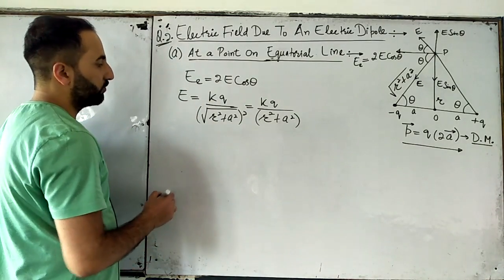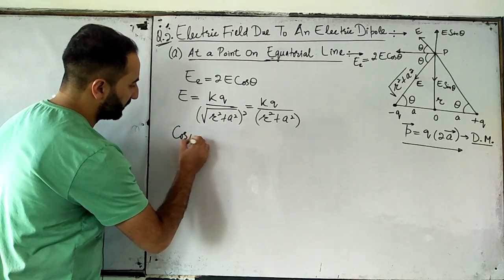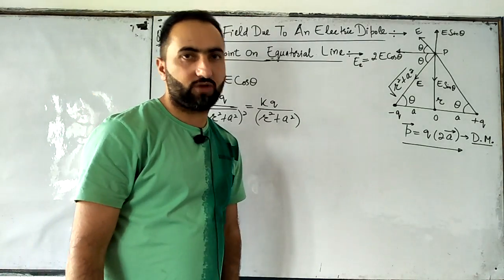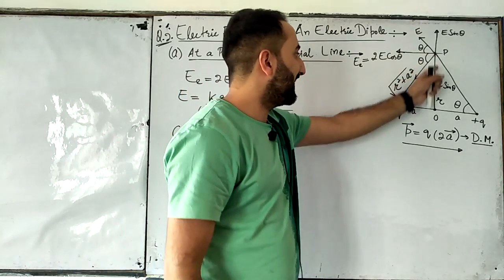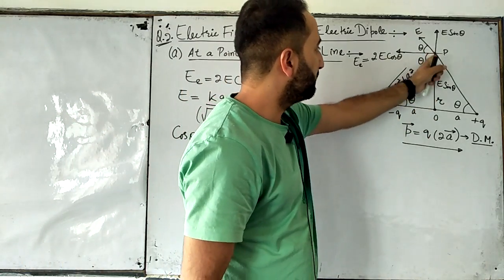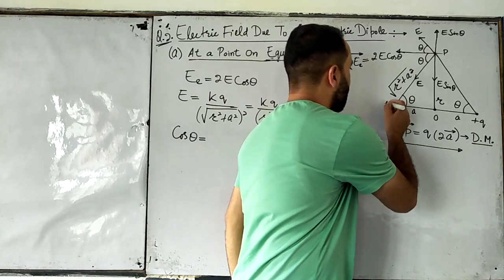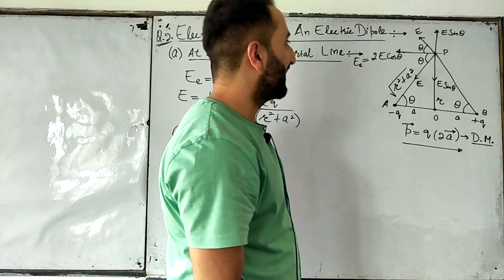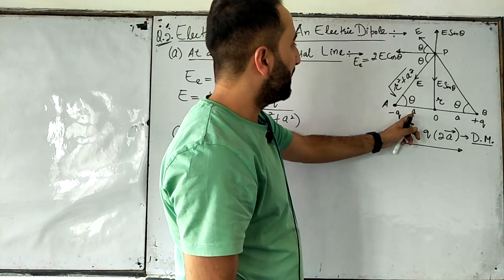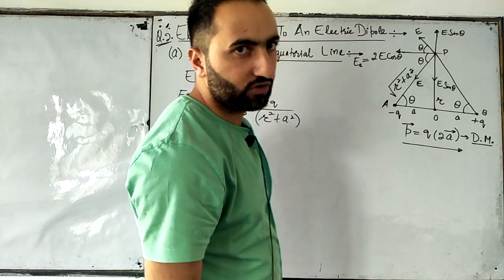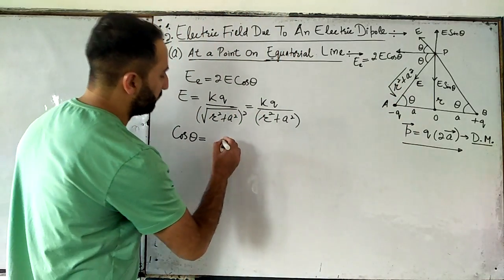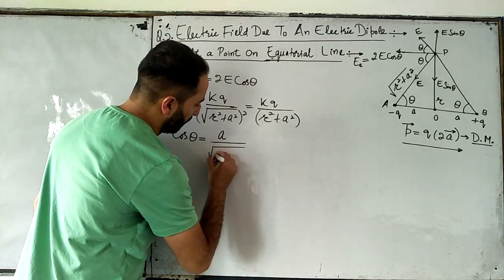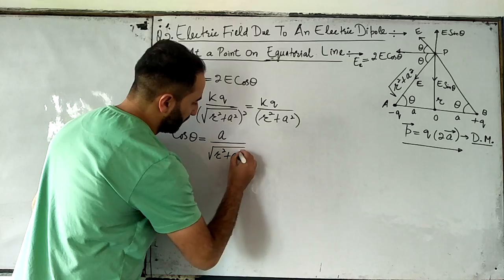I will try to calculate the value of cos theta. So let me calculate the value of cos theta. Tell me, what is cos theta equal to? It's equal to base divided by hypotenuse. Now this is a right angle triangle here. Suppose this is point A, this is point B. This triangle POA is a right angle triangle, where the base is a and the hypotenuse is under root of r square plus a square. So I will write it down. It's equal to base divided by hypotenuse, that is equal to a divided by under root of r square plus a square.